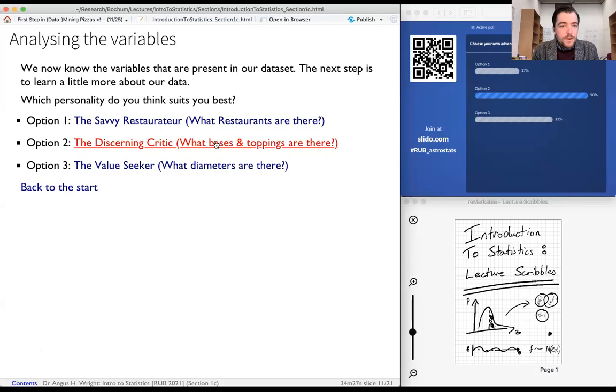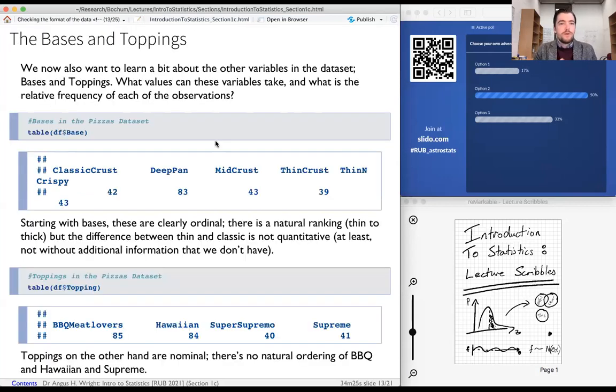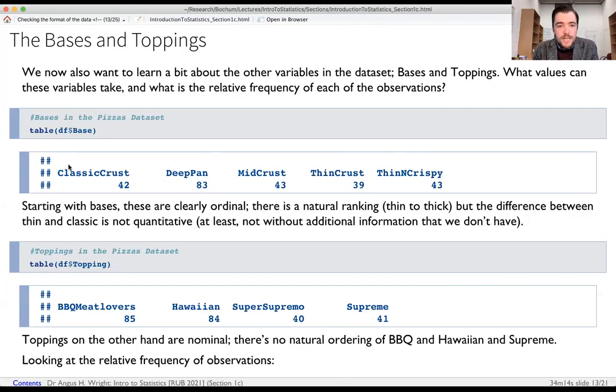So we're going to start out here by looking at the bases and toppings. So the first thing we can do is, because we have this qualitative data, you'll remember that when we have qualitative data, the way in which we analyze that is using this frequency analysis, which we can do just by tabulating the number of entries of all of the different data sets. And you can see that if we tabulate the bases of the different pizzas that are in our data set, then we get these options. We have classic, deep pan, mid crust, thin crust, and thin and crispy.